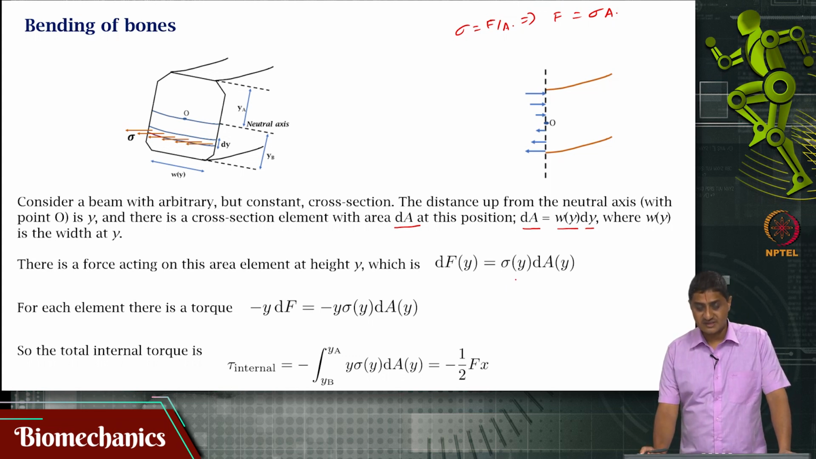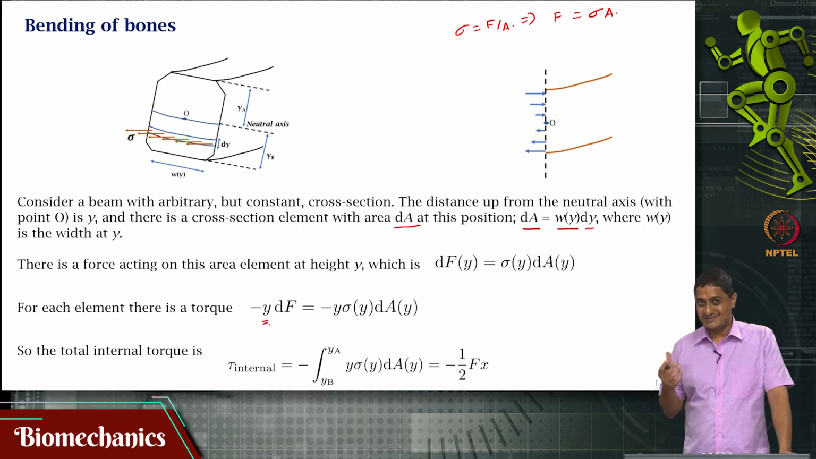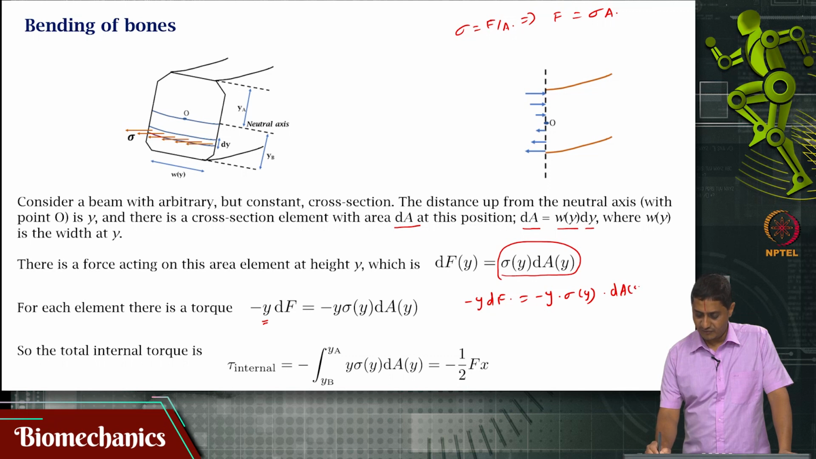And for each of these elements there is a torque, the corresponding moment arm is y, because it will cause a clockwise moment, minus y dF. What would be that value? Minus y dF is minus y times this, is it not, this is dF, that is sigma of y times dA of y.